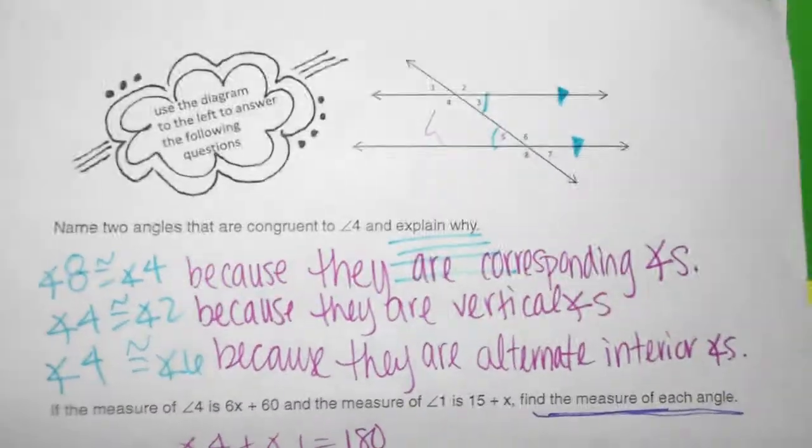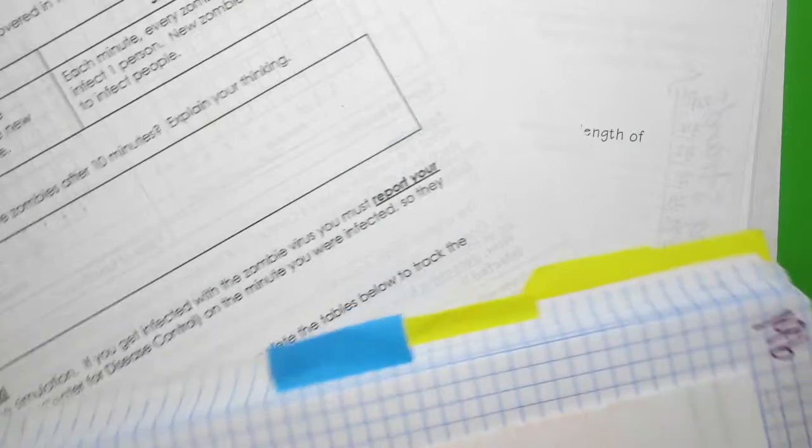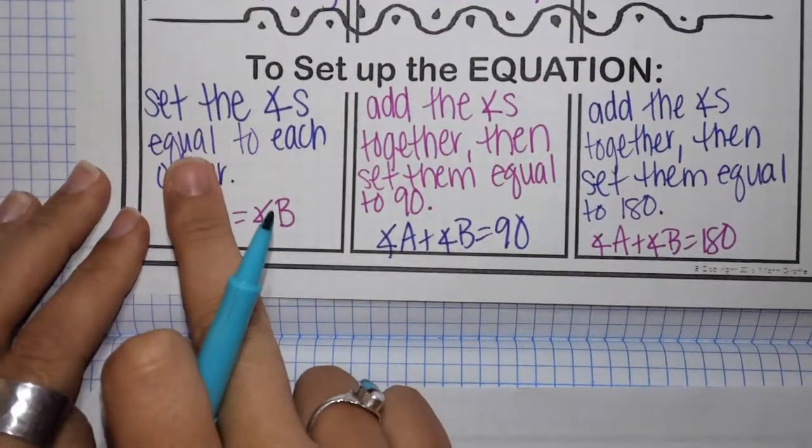If they're congruent angles, what do you do? Okay. What did we just write down? We just wrote this down. When they're congruent angles, what do we do?